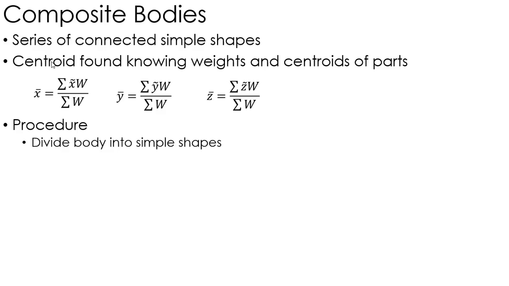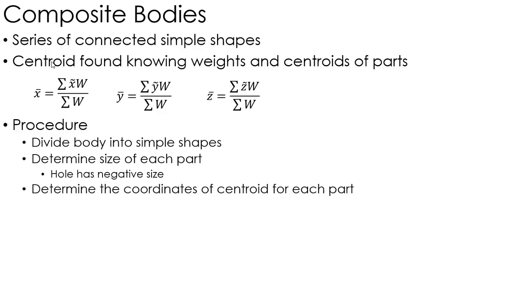The procedure is: start by dividing the body into simple shapes. Break out the circle away from the triangle and the square, or whatever it is. Then determine the size of each part, either the volume or the area, depending on what you're trying to find. If it's a hole, give that a negative area or volume, so you subtract it off when you do the summation. Then find the coordinates of the centroid for each part. Since it's a simple shape, you can easily find the location of the centroid; just make sure you know those. Once you have the size and the centroid for each part, you can apply the equations above to find the centroid of the entire body.